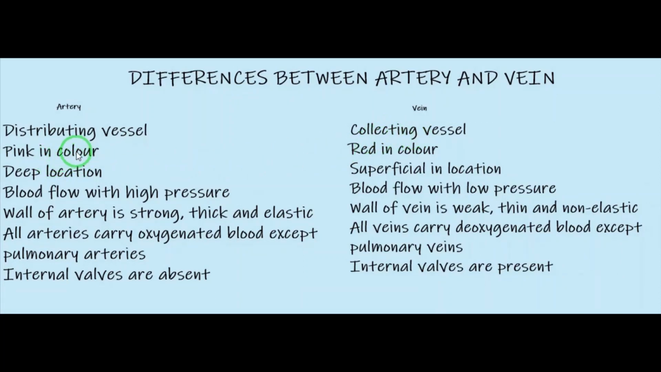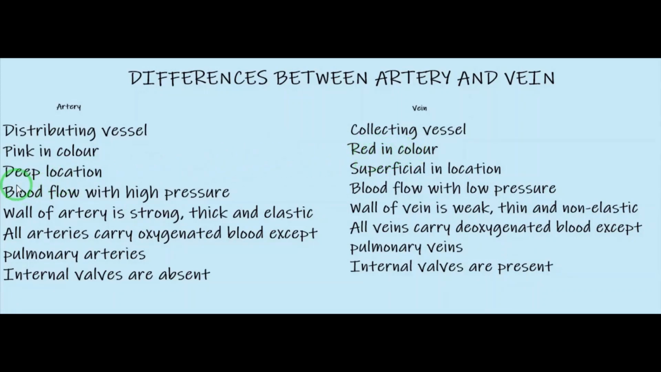Number 2, pink in color. Here, red in color. Why is it pink in color? You know, blood is always red, right? So mostly oxygenated blood flows through the arteries, so the arteries are pink in color. Here deoxygenated blood flows through the veins, so it is red in color. Here there is no oxygen, so the blood is red in color.